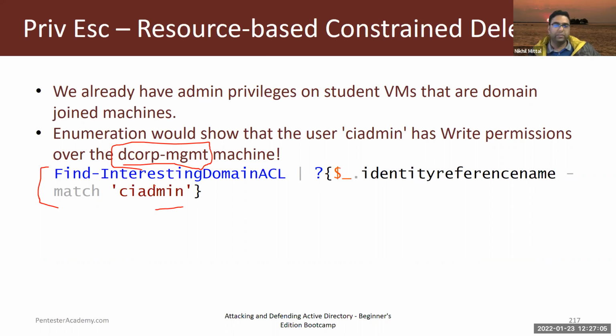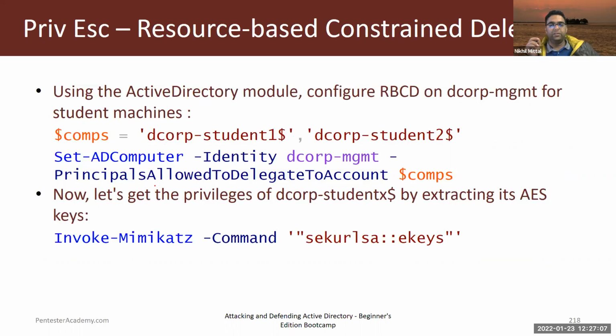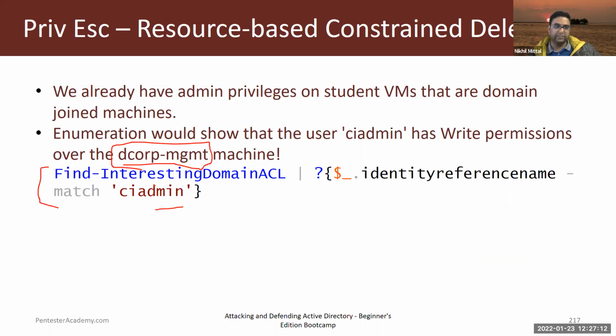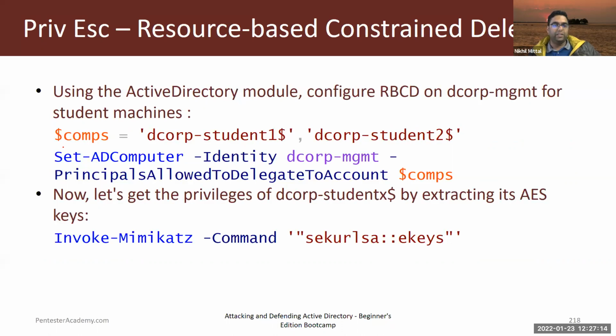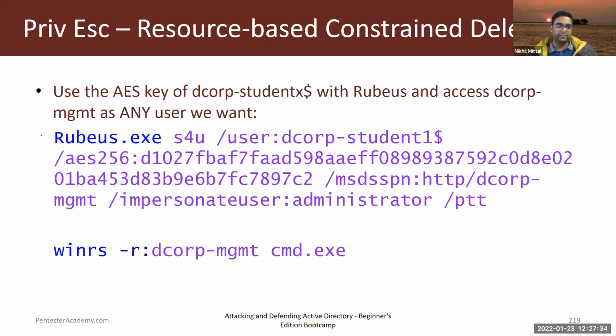All right. That means on the reverse shell that we got using Jenkins, we can actually set up RBCD on dcorp-mgmt for student VMs. That is, we go ahead and configure on dcorp-mgmt that the student machines are allowed to delegate to this account, and then we can go ahead and access dcorp-mgmt as any user.